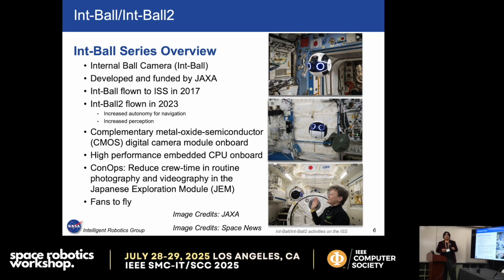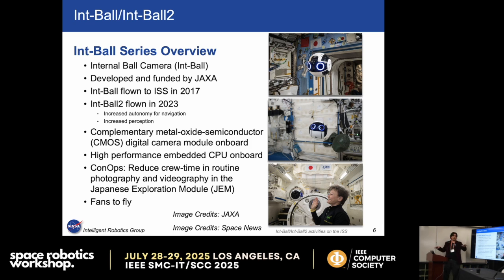If you attended Jungil's talk, he already went over some of this, but Int-Ball is the internal ball camera. It's developed by JAXA, and the second one is the same thing, but with the two. It was developed and funded by JAXA in collaboration with local universities in Japan and some AI institutes, and it was flown in 2017. So it was a couple of years after SPHERES, a large gap between when SPHERES was flown and when Int-Ball was flown, but Int-Ball was the next free flyer after SPHERES. And then Int-Ball 2 flew a couple of years after that, in 2023.